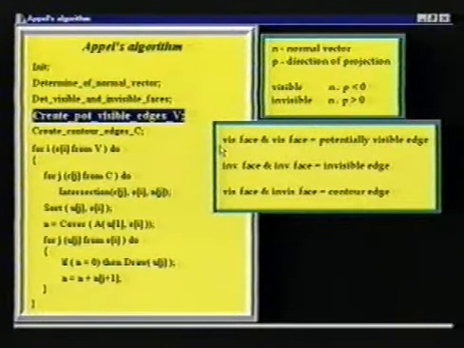Now, we create the set V of potentially visible edges and the set C of contour edges. The edge is potentially visible if it is a conjunction of two visible surfaces. The edge is invisible if it is a conjunction of two invisible surfaces. It is contour if it is a conjunction of one visible and one invisible surface. The contour edges belong also to potentially visible sets.